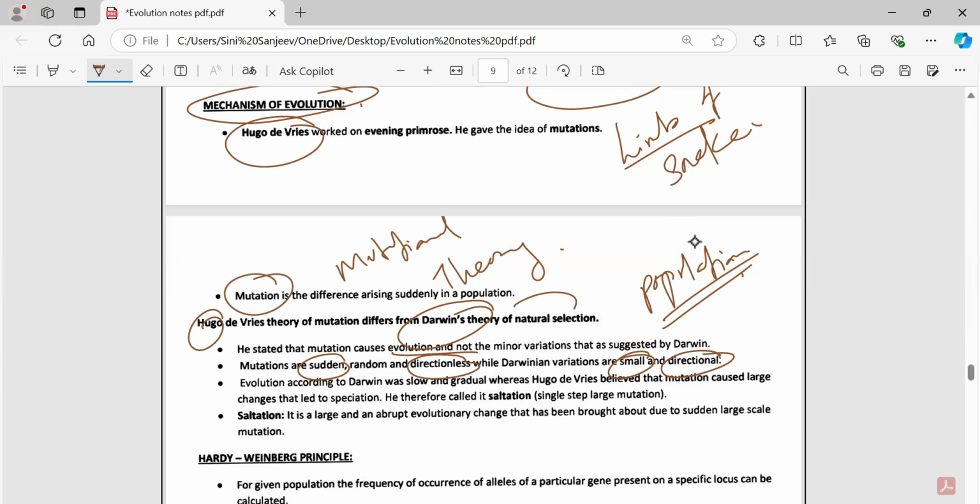And the last one is the rate of evolution. In Darwin's theory, the evolution which takes place will be gradual. Whereas in the mutational theory, it is a sudden change, so it will give you a larger impact. That is called saltation. Saltation means a single step, but you get a larger mutation. So whatever evolutionary change you see here will be in more amount as compared to Darwin's theory. This is what is called the mechanism of evolution.